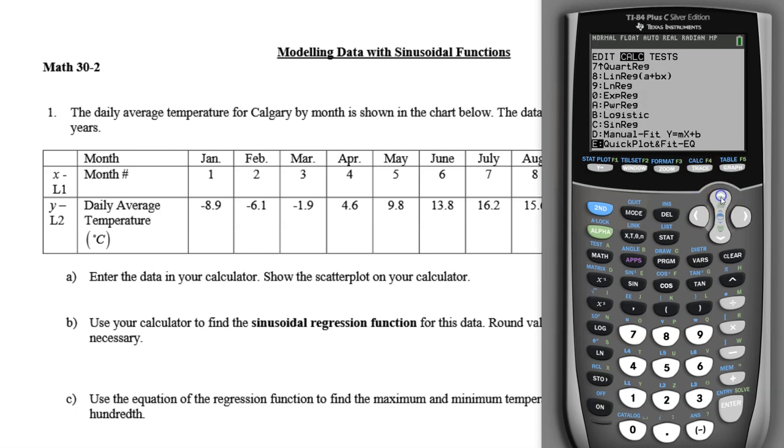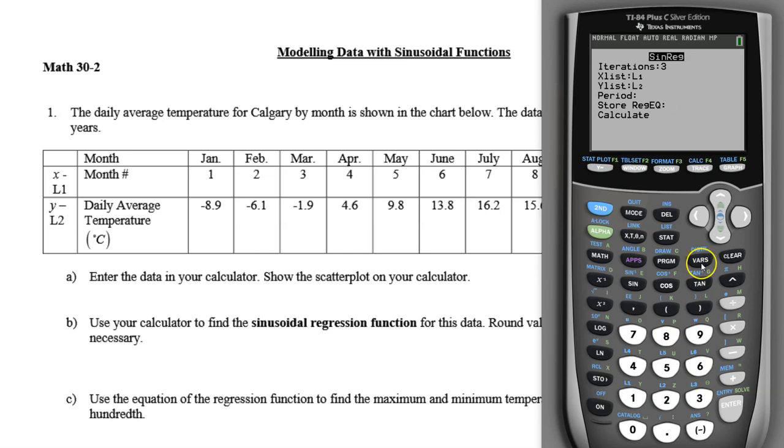And sinusoidal regression's towards the bottom. Oops, and there it is there. So sin reg is what we want, and hit enter. Now with the older calculator, you're just going to see sin reg, and then all you need to do is follow it up with a y1. And on this, just work your way down to store regression equation. So if you're looking at sin reg, you're just going to put a y1 in.